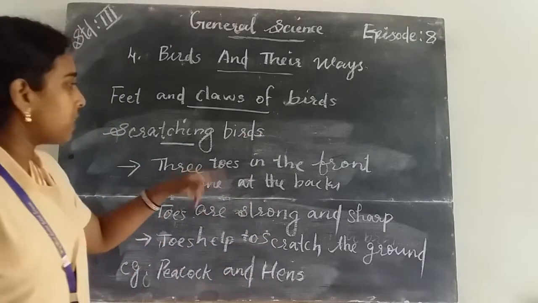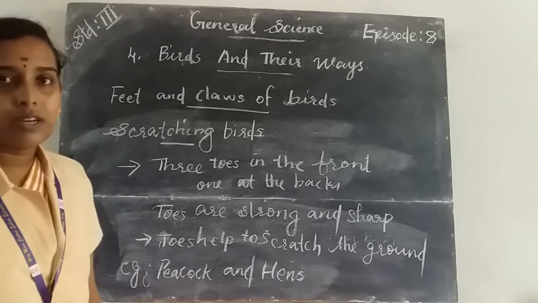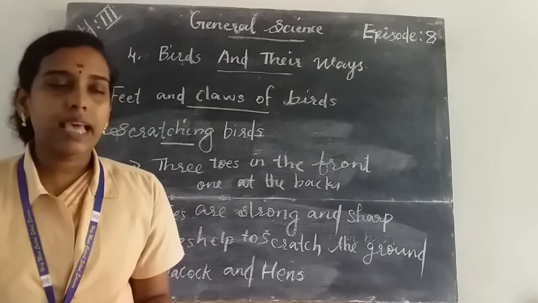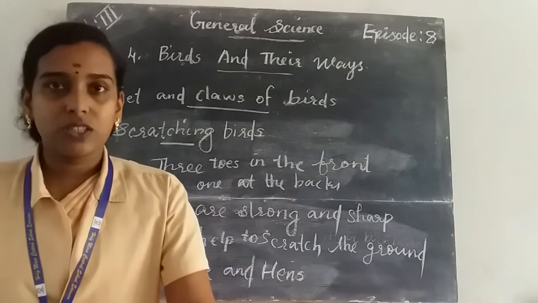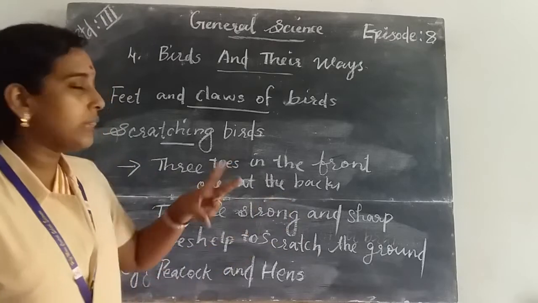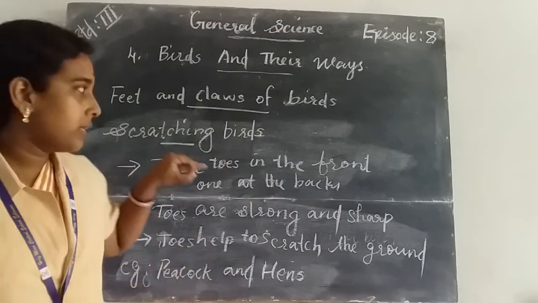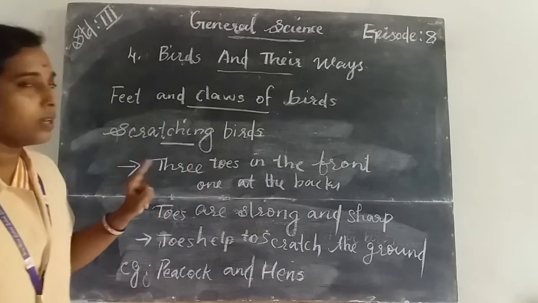And also they have 3 toes in the front and 1 at the back like perching birds. Okay. So the first one is perching birds. Perching birds means birds having 3 toes in the front. The toes are seen in the feet of a bird, and perching birds have 3 toes in the front and 1 at the back, and they use their toes to climb on a tree, and these types of birds are called perching birds.